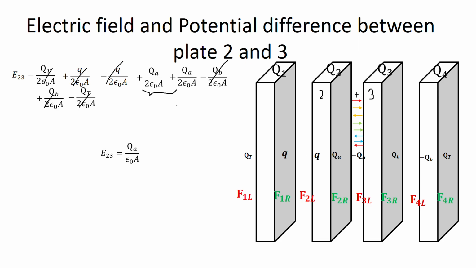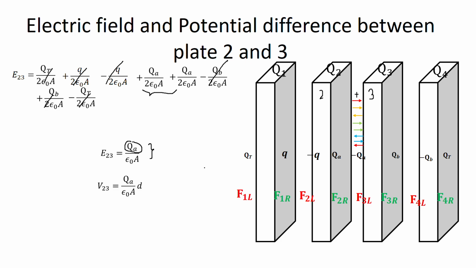Again, the point to be noticed is that when we are talking about electric field between 2 and 3, this electric field is proportional to QA, where QA is the charge appearing on one of its faces, that is face F2R, and by Gauss law the charge appearing on F3L will be minus QA. So net electric field is proportional to the charges which are appearing on the faces between these two plates, that is between 2 and 3. And similarly, we can calculate the potential difference.